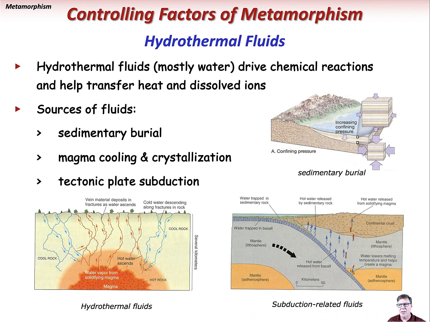Finally, the increasing temperature encountered during subduction can cause minerals in the downgoing plate to change form and release water. These hydrothermal fluids then migrate upward into the overlying plate.